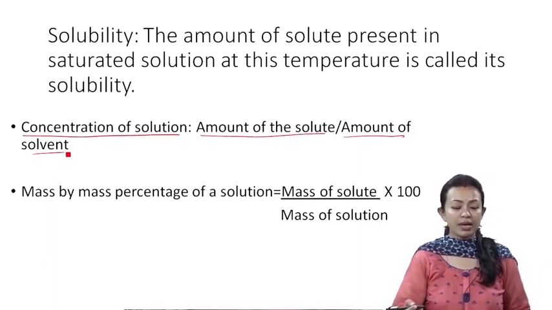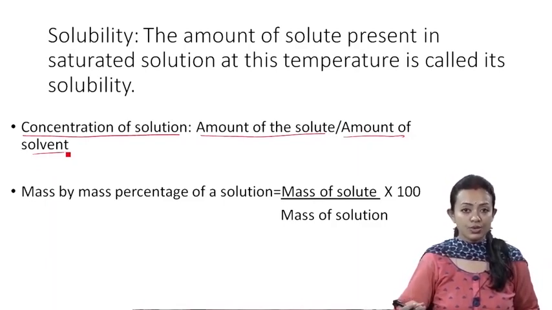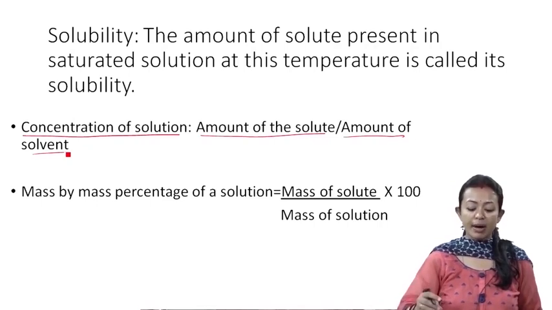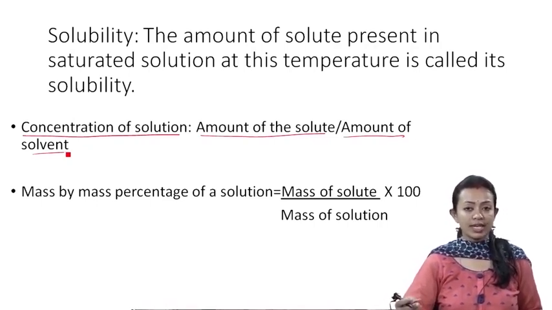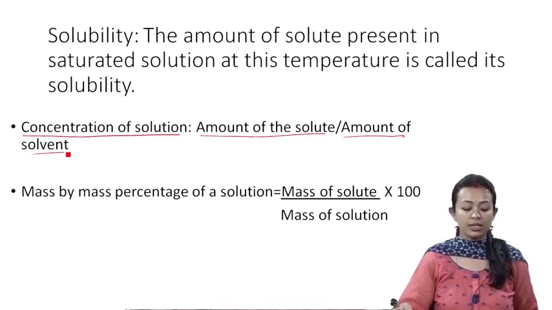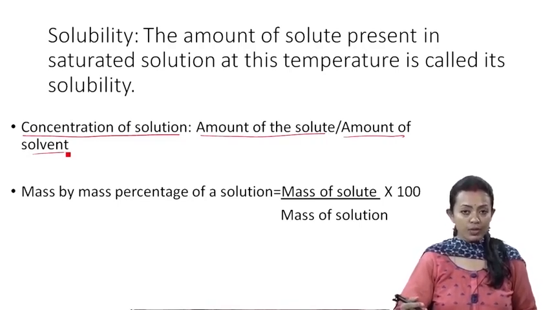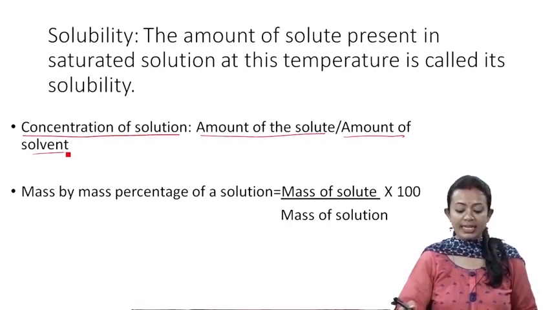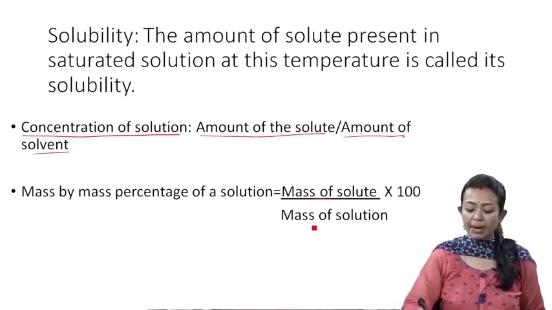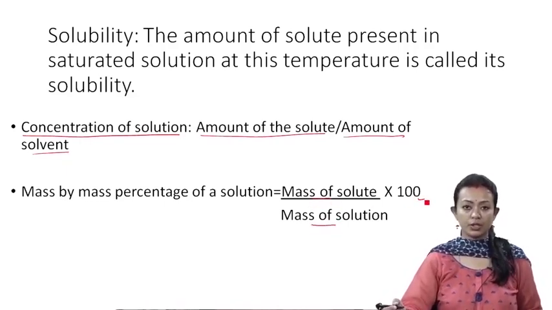Right? So if you are asked to make a solution of a certain concentration, then you can do so by knowing and calculating the amount of the solute and the amount of the solvent in which you need to dissolve the solute. If you want to find out the concentration in terms of percentage of mass by mass, then it has to be mass of solute by mass of solution into 100. So this will give you a clear understanding of what is the concentration of the solute in the solvent to make a solution of a particular concentration.